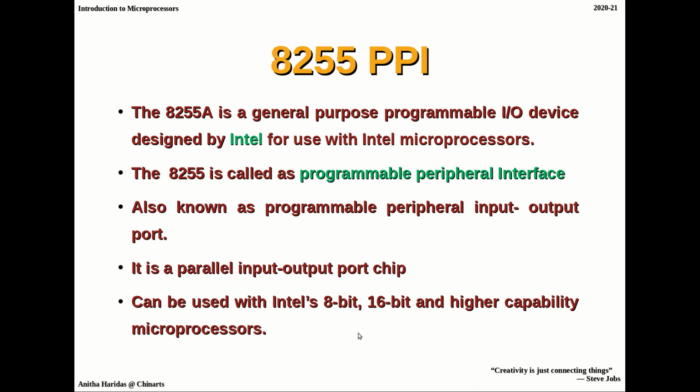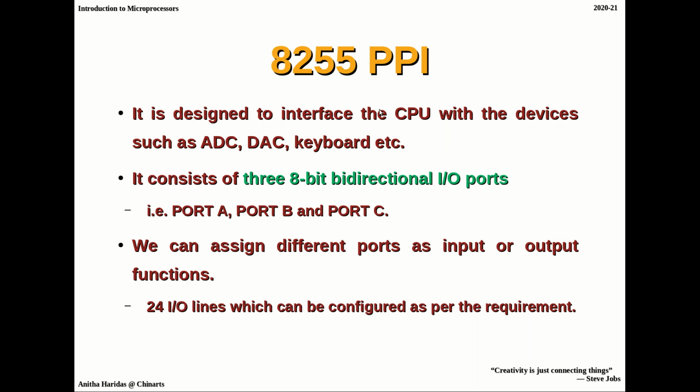So if you want to implement the programmed input output data transfer scheme, then we can use 8255 PPI. And 8255 is designed to interface the CPU with devices such as analog to digital converter or digital to analog converter or even keyboard. These are the kind of devices which can be implemented using the programmed input output data transfer scheme. So to interface these kind of devices, we can make use of 8255.